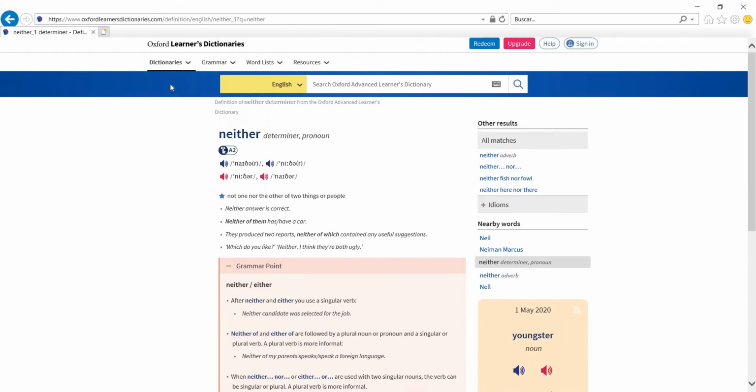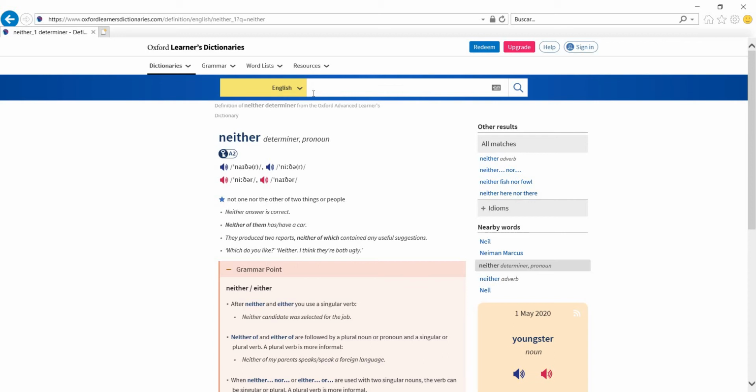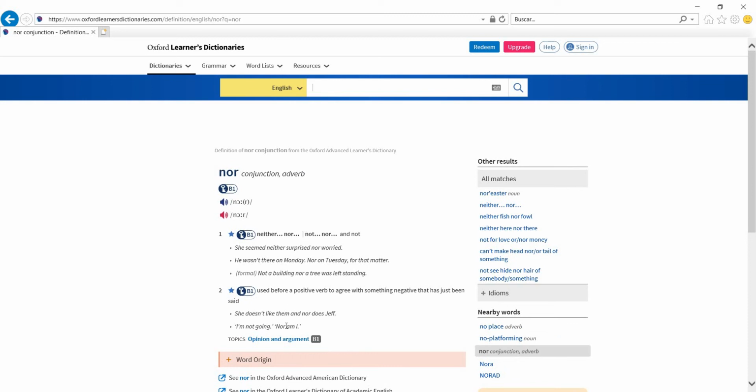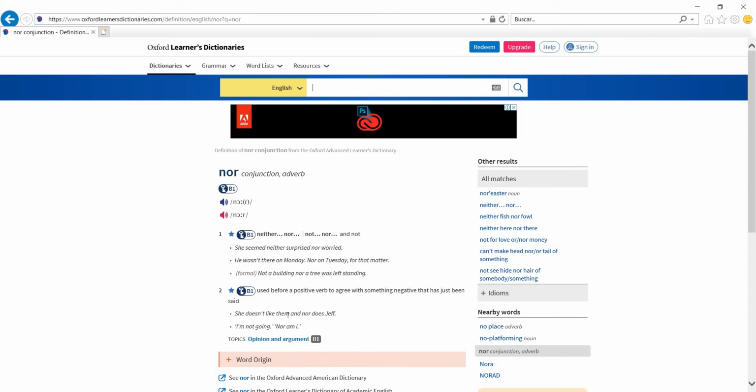And the other point is nor, right? That we're going to see today. We're going to see nor in neither nor, but also at the beginning of a sentence, right?